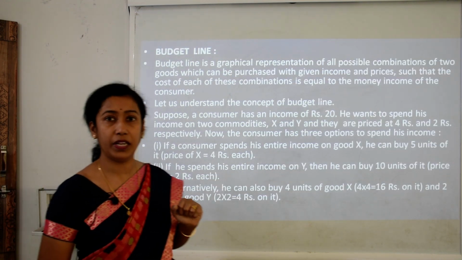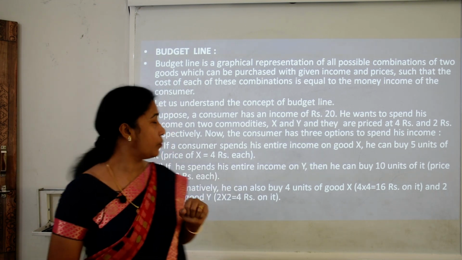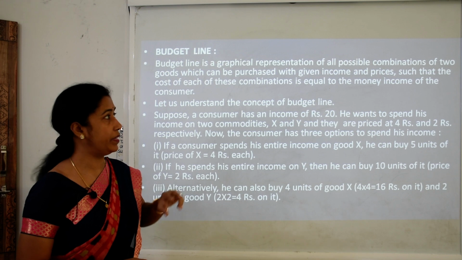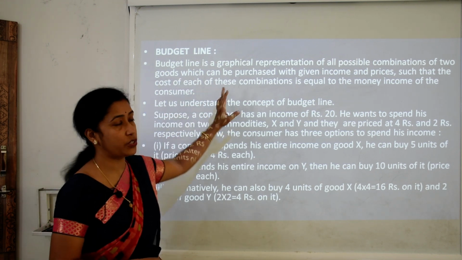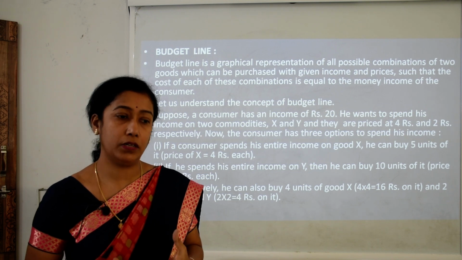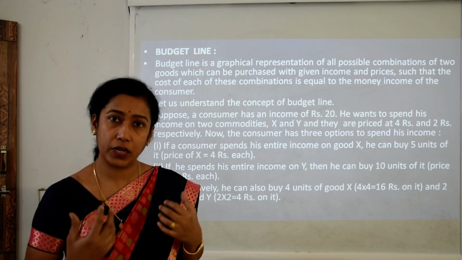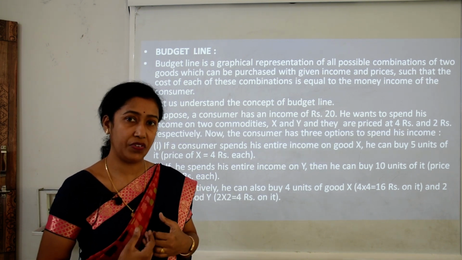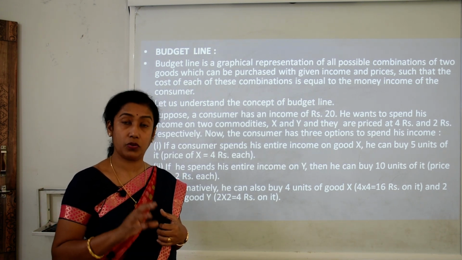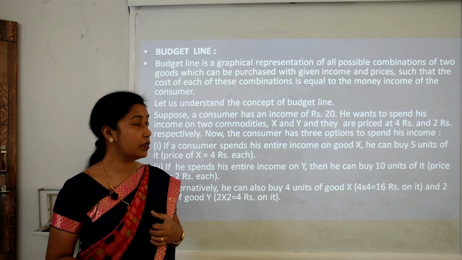Now moving to the next topic, that is the budget line. Okay, the budget line is a graphical presentation of all possible combinations of two goods which can be purchased with the given income and prices of the goods. Budget, in general, is whatever the consumer has, that is, a part of income which he wants to spend on a particular good, or one good or more than one good.